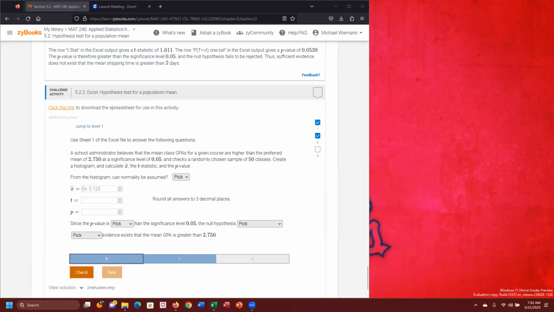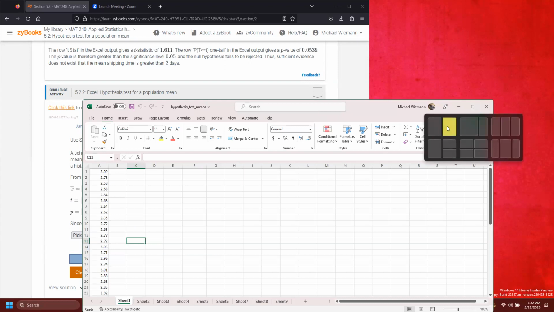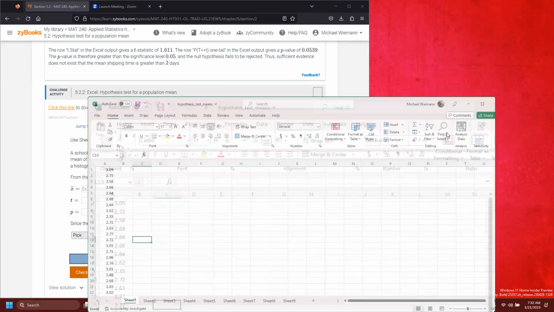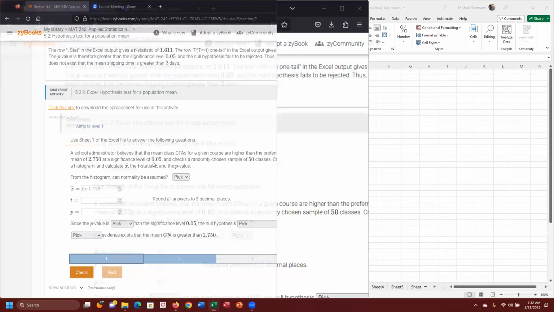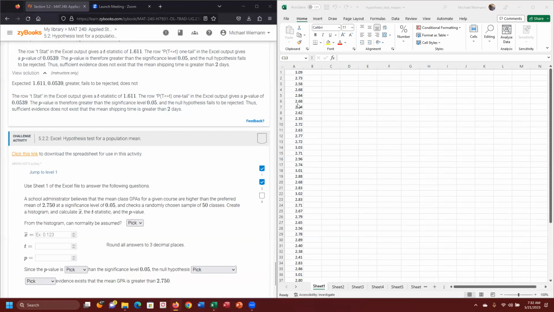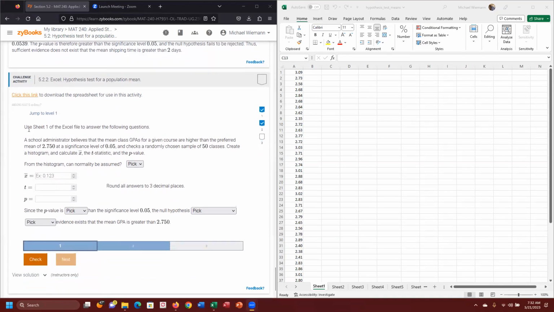And I'm going to bring this back over and bring this off to the right. There we go. And I'm going to bring ZyBook up there. Now we're good to go with this here. Okay, so this first one says use sheet 1. Sheet 1 is this worksheet or tab that's listed there. We need to come up with some information in this case.